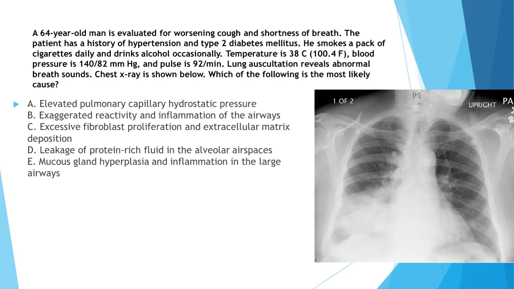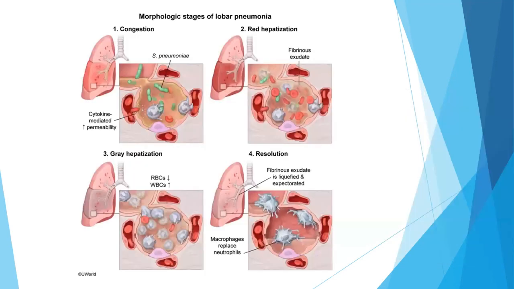Elevated pulmonary capillary hydrostatic pressure, exaggerated reactivity and inflammation of the airways, excessive fibroblast proliferation and extracellular matrix deposition, leakage of protein-rich fluid in the alveolar spaces, or mucociliary hyperplasia and inflammation in the large airways. So that question is all about pneumonia.